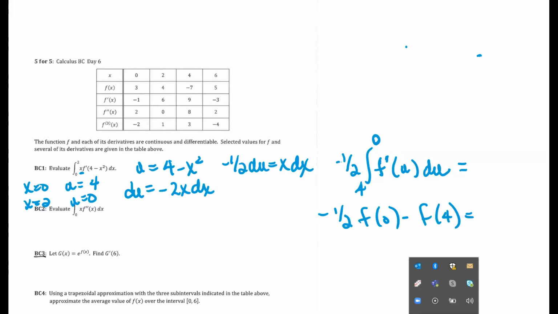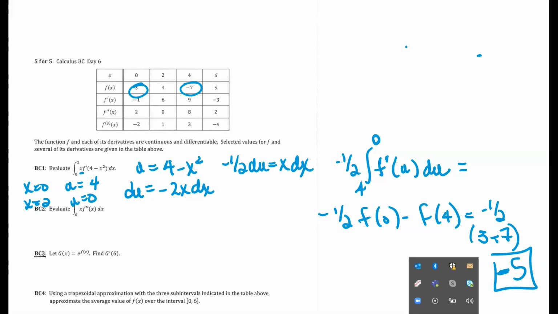We're going to go to the chart up here. F of 0 is 3, and f of 4 is -7. So -1/2 times 3 plus 7, and -1/2 of 10 is -5.